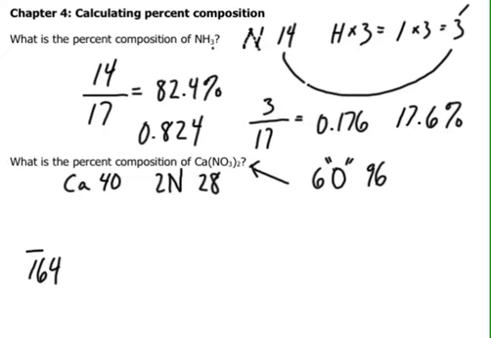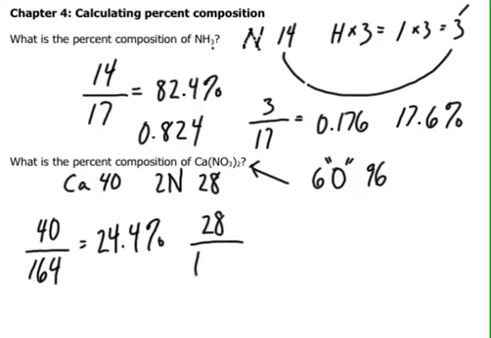And for the calcium, we're going to do 40 divided by 164. And so the answer that you're going to get is 40 divided by 164 is 24.4%. For the nitrogen, 28 divided by 164 is 17.1%.